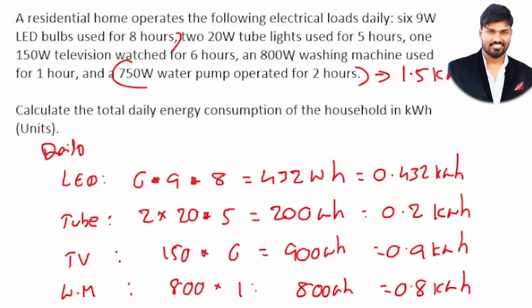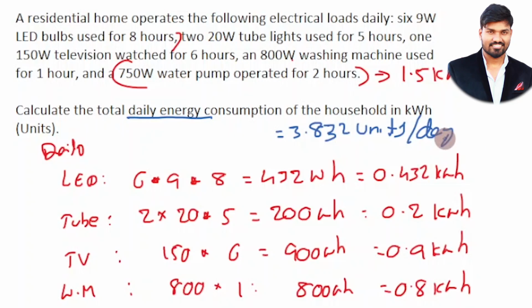It is not asking for the price. It is asking for how much daily energy consumption is happening. So simply sum of all of these, just add all of these, you will get the answer. So if you just do that, you will get 3.83 units, means 3.832 kWh per day.